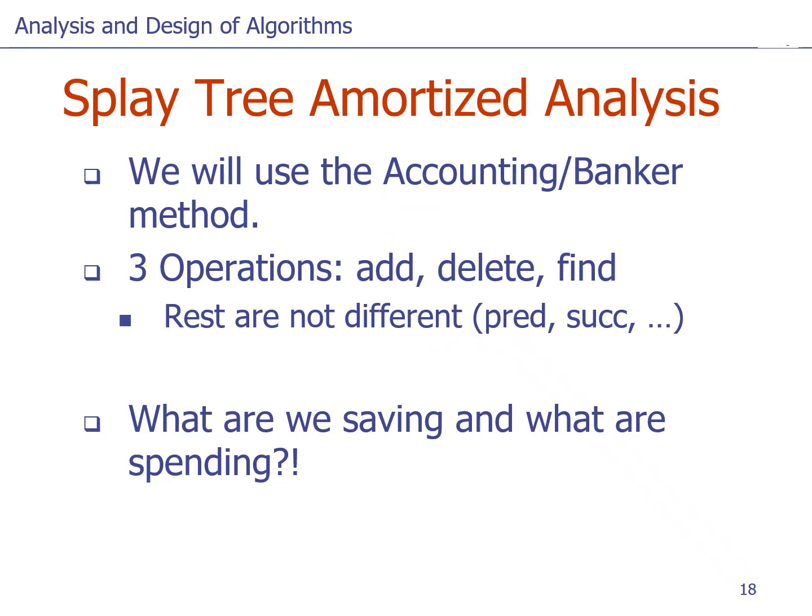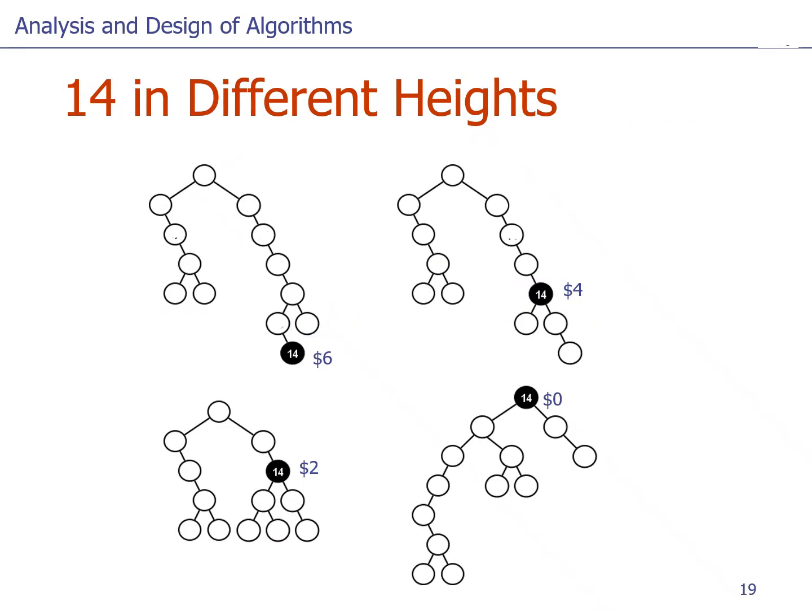So we're going to use the accounting or the banker method to answer the question: what are we saving and what are we paying? Let's look at these four figures of some splay trees. Each one is a separate data structure. They're all splay trees. I'm just focusing on the node that has the 14. If I'm splaying that, the question is how much I'm going to pay. And I will measure my payment here by the number of levels I have to climb upward to reach the root.